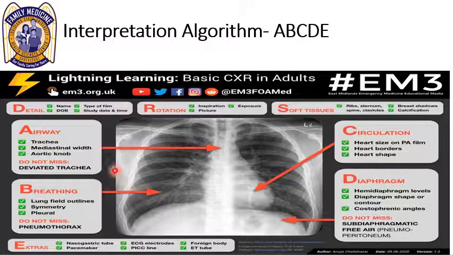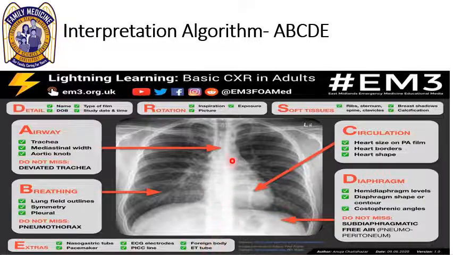PICC lines and central lines, if you go from the IJ or the subclavian approach, you need to make sure that it terminates right around here, and that would be the superior vena cava. If you're doing a femoral, you don't need to do a chest x-ray. It's just understood that it's going to go and you want to hub it. But we'll talk more about that in procedures.